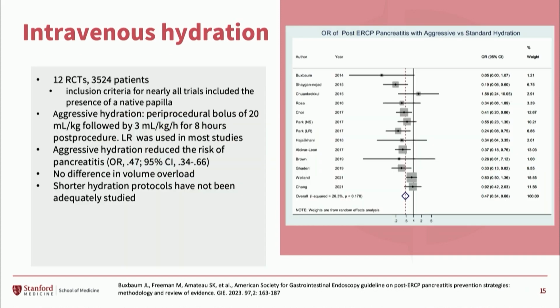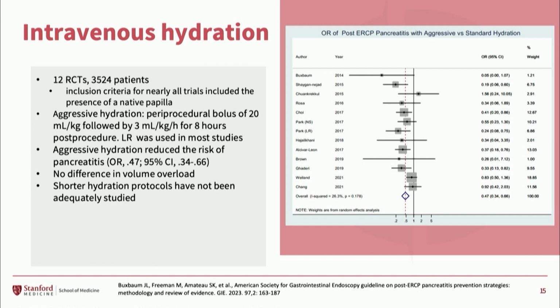undergoing ERCP. One thing I'll note, however, is that the inclusion criteria for 10 of the 12 RCTs used in this study required the presence of a native papilla, so in some sense, this is not truly an unselected population. It is perhaps a little bit more of a higher risk population. But nonetheless, they did find about a 50% reduction in the risk of pancreatitis. There was no significant difference in volume overload. These trials, for the most part, excluded patients with known renal insufficiency, heart failure, et cetera.